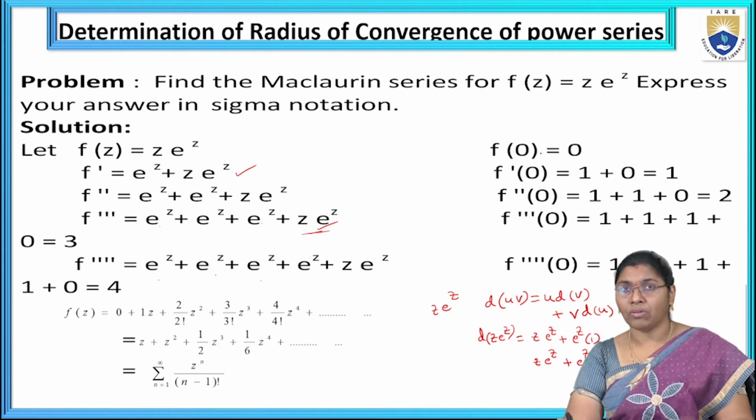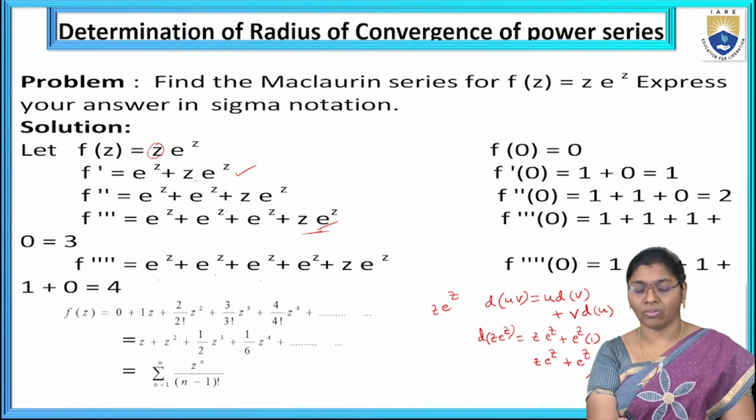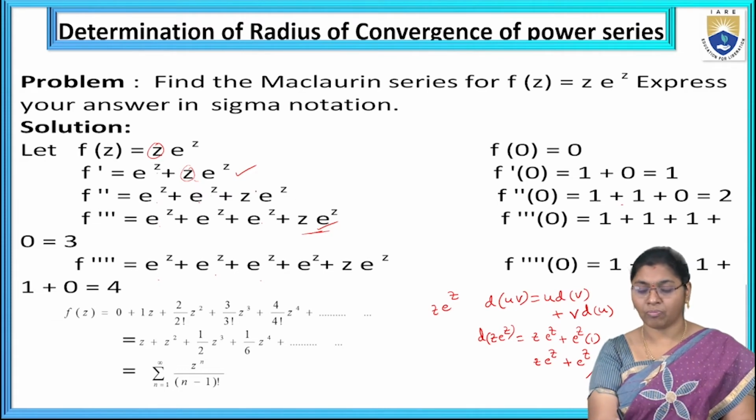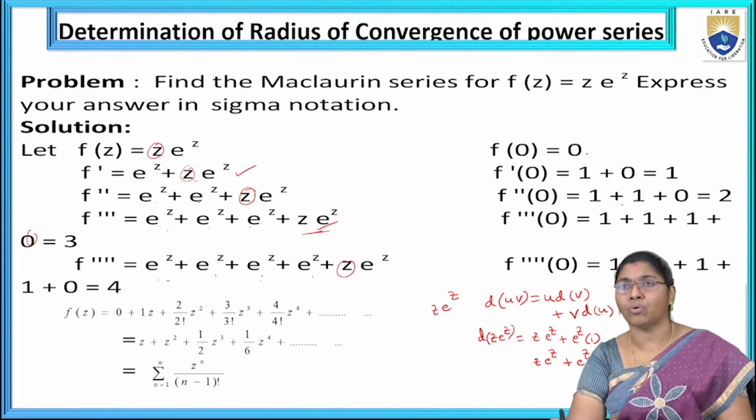Z equal to 0 means f of 0 equal to 0. Next, e power 0 is one value. This part is 0. Why? Because z was 0. Next, 1 plus 1, this part is 0. 1 plus 1 plus 1, this part is 0. Next, 1 plus 1 plus 1 plus 1, this part is 0. That means f of 0 equal to 0.